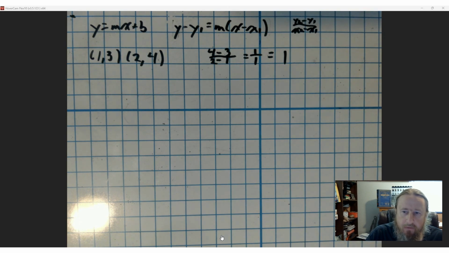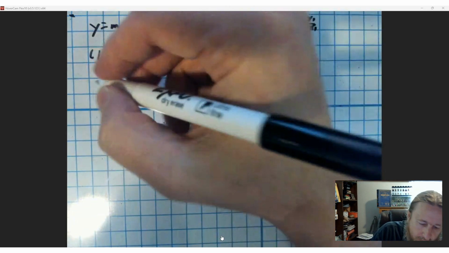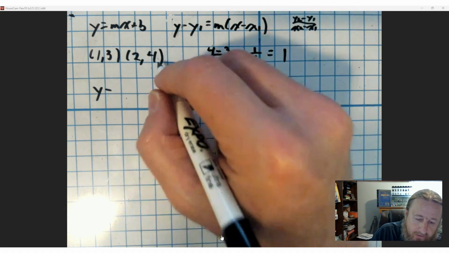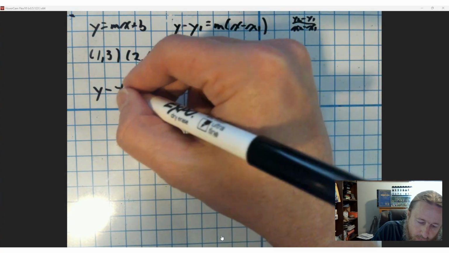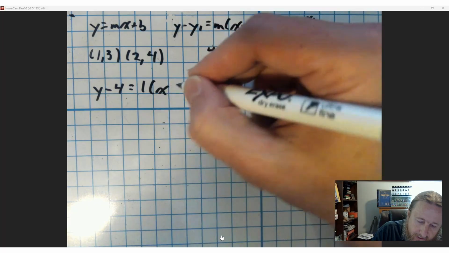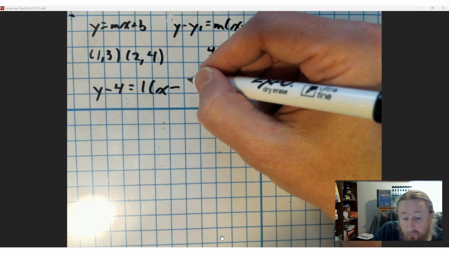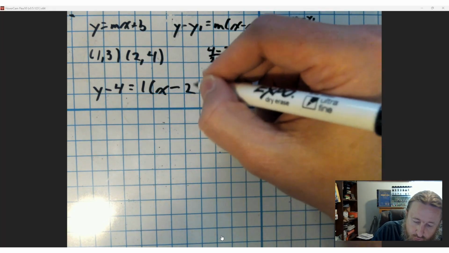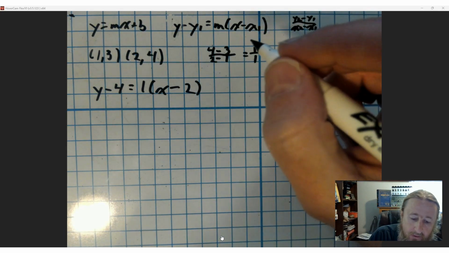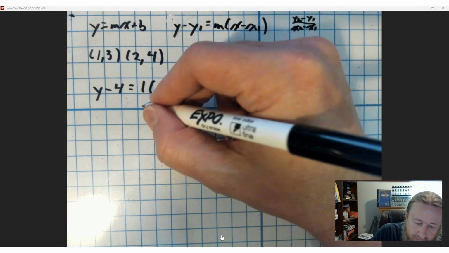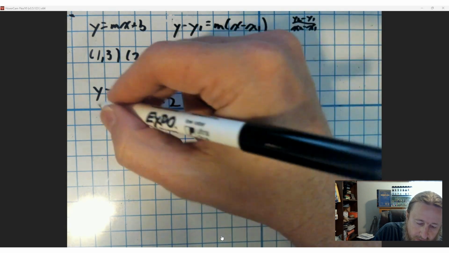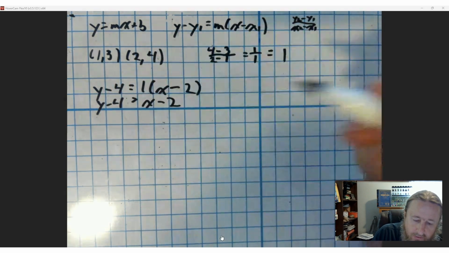Now we may plug everything into the point slope formula. y minus y1, we're going to use the second point in this case, so y minus 4 equals the slope of 1 times x minus x1, but we're using the point 2, 4, so 2. We have to use the coordinates from the same point. So 1 times x is x. 1 times -2 is -2. We can bring our y minus 4 down.